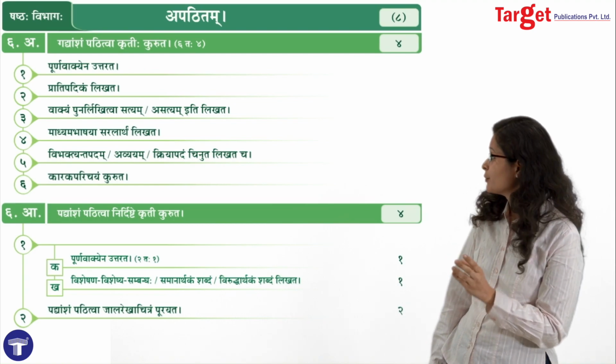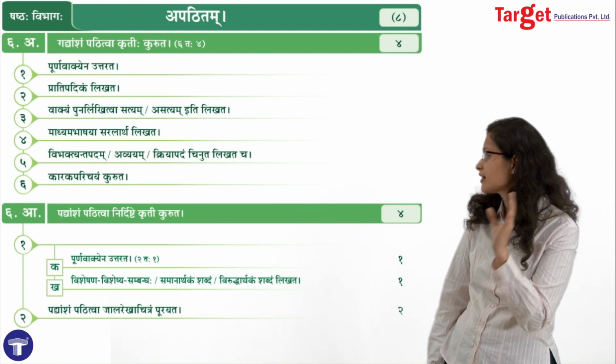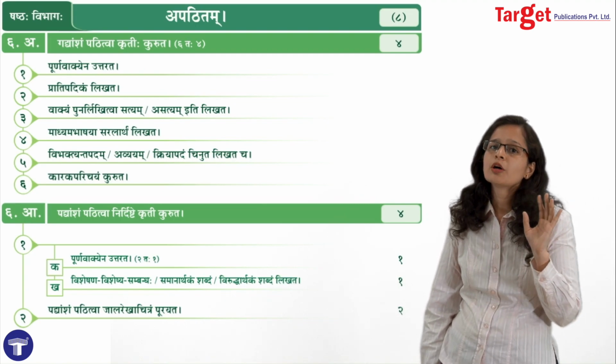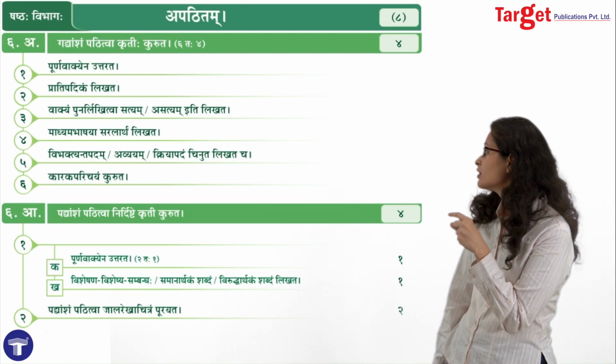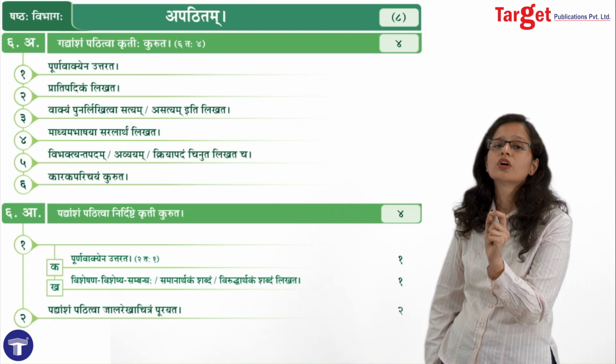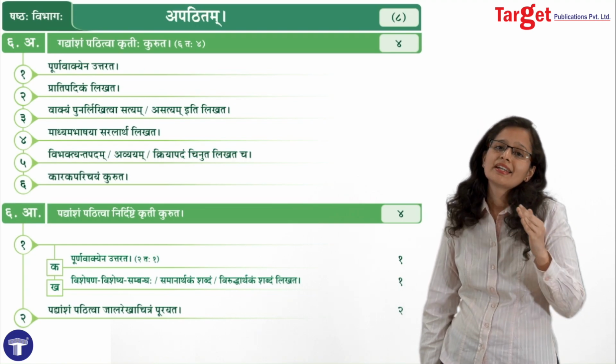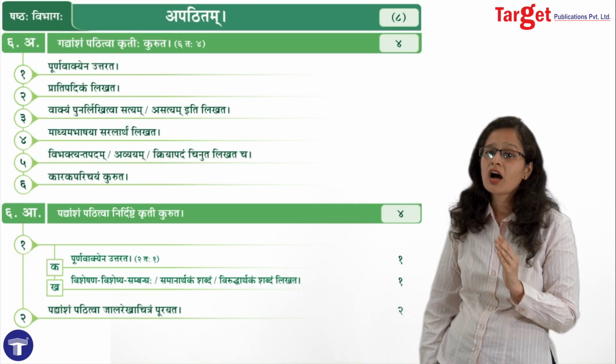Vibhaktantapadam, Avyayam, Kriyapadam, Chinutam. Either of these can be asked and you have to write it correctly. Then it can be Karaka Parichayam Kuruta, which Karaka is used in a sentence. That you have to write. The underlined word will be some Karaka and you have to write the answer for it. The next is question 6a.